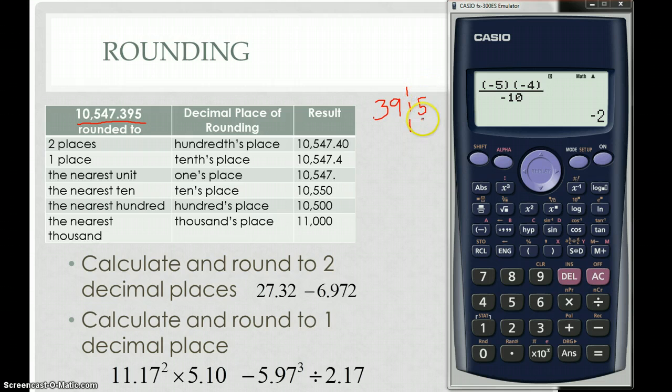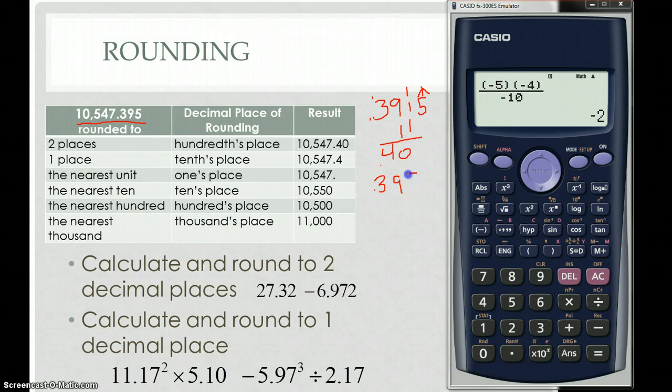It's 5, so I round up. What it means to round up is we take the number next to this and we add 1 to it. So adding 1 to 0.39 makes that, this is a 9 plus 1 is 10. So if I add 1 to that, I get 0, carry the 1, and I get 0.4. So 2 decimal places is 10,547.40.